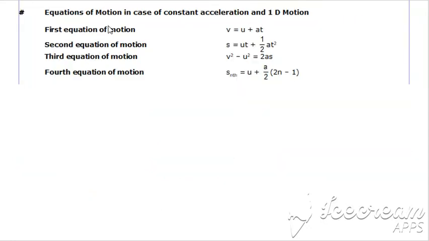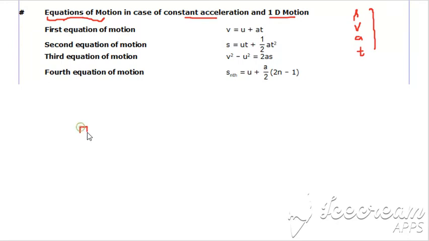Based on the definitions learned so far, definitions like displacement, position, velocity, acceleration and time, we can relate all these quantities. Now to relate these quantities for one-dimensional motion having constant acceleration, we get a few equations. They are known as the equations of motion.